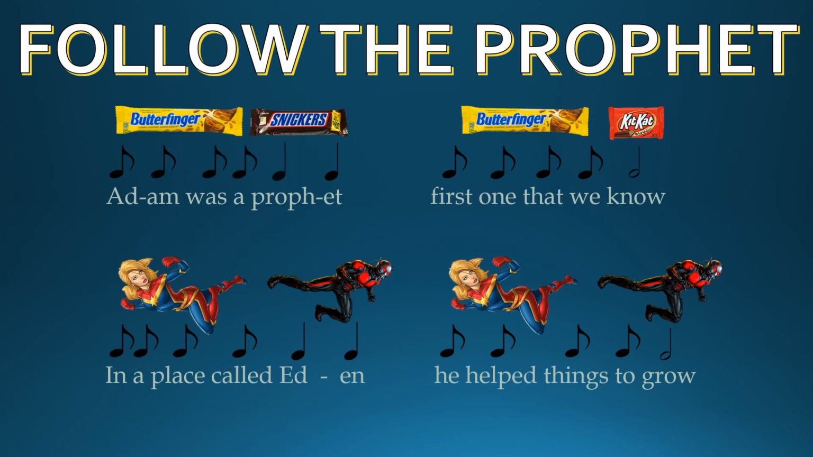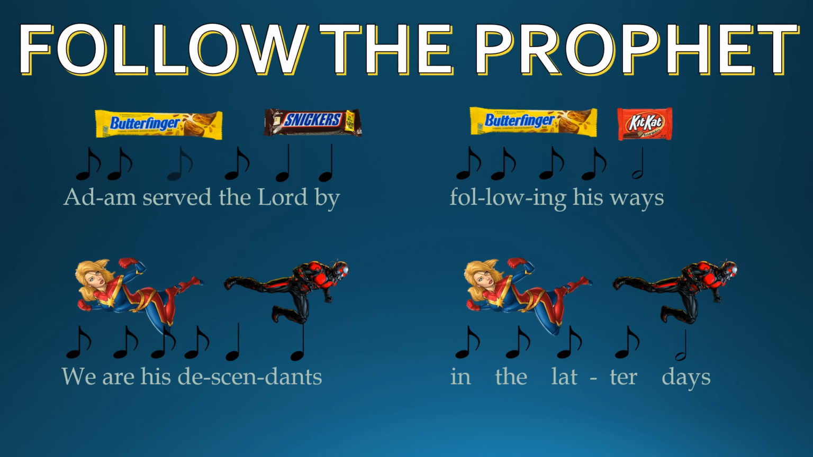Adam was a prophet, first one that we know. In a place called Eden, he helped things to grow. Adam served the Lord by following his ways. We are his descendants in the latter days.